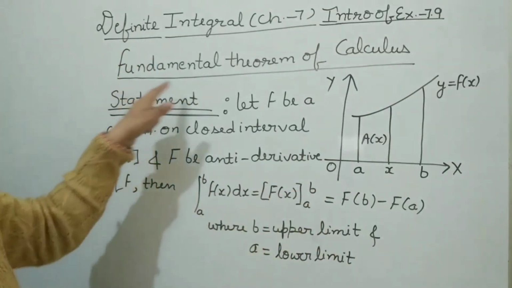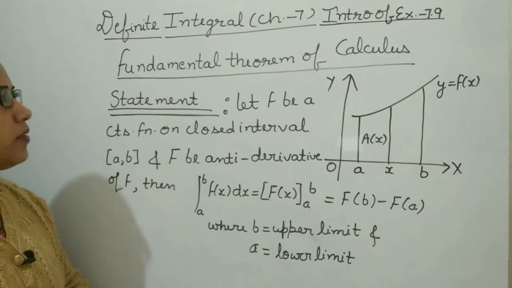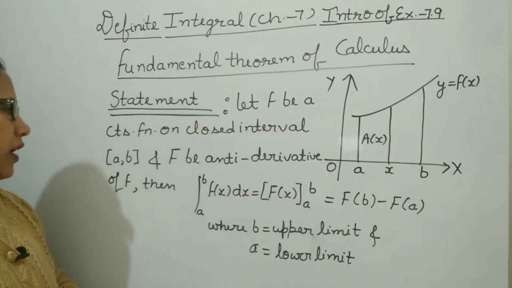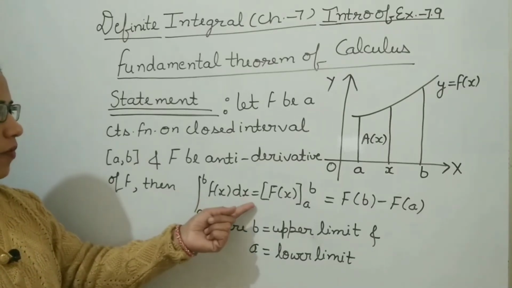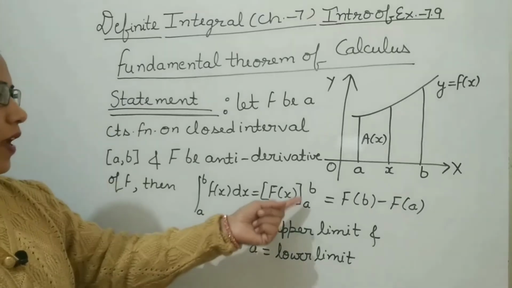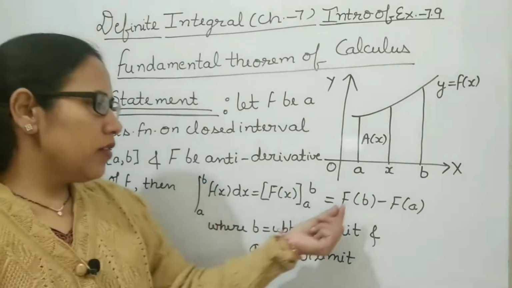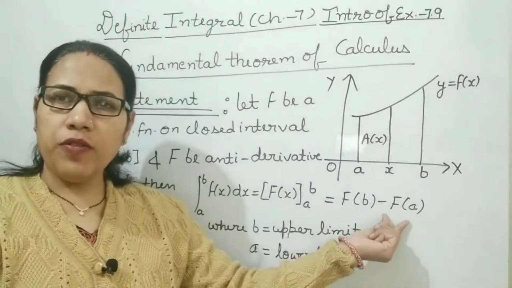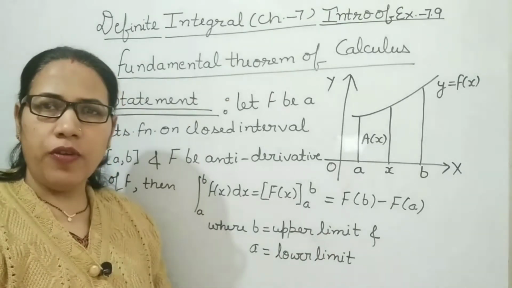First we study fundamental theorem of calculus. So what is this fundamental theorem of calculus? Its statement is let f be a continuous function on closed interval [a, b] and F be antiderivative of f. Then integral of a to b f(x) dx is nothing but equals to F(x) from a to b equals to F(b) minus F(a). Means the value of the function at upper limit minus value of the function at lower limit, where b is your upper limit and a is your lower limit.